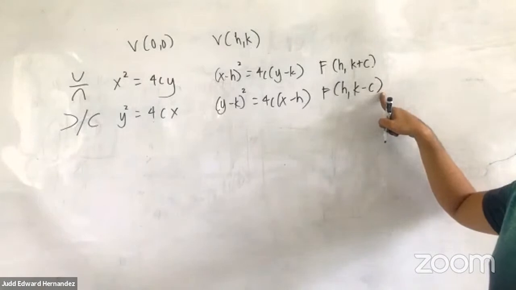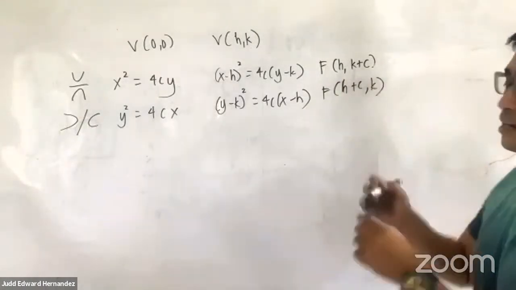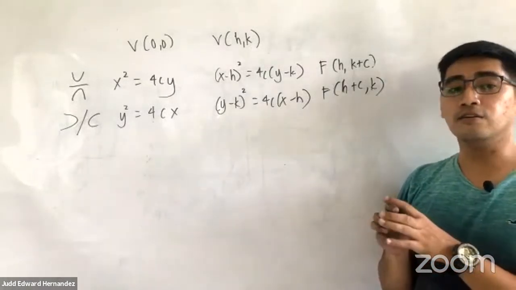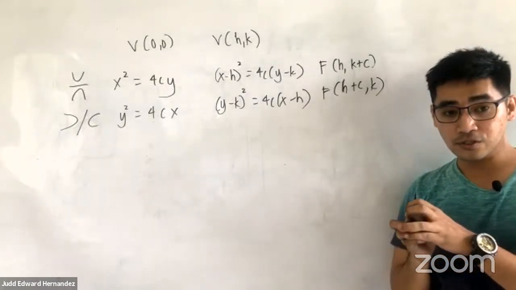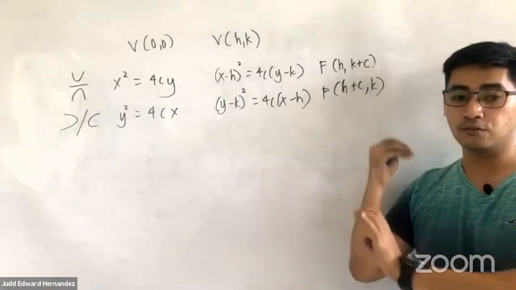Or mali pa rin. Therefore, mali ito. This becomes (h plus c, k). Okay, so this is now the coordinates of the focus if the parabola is opening up or down, to the left or to the right.